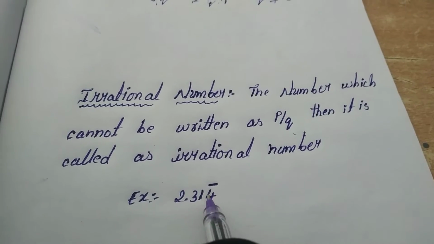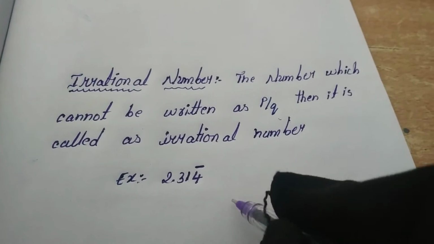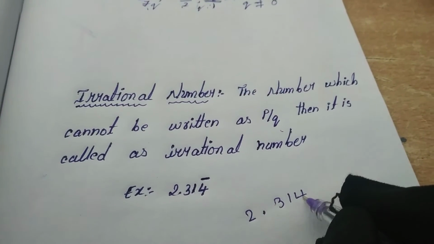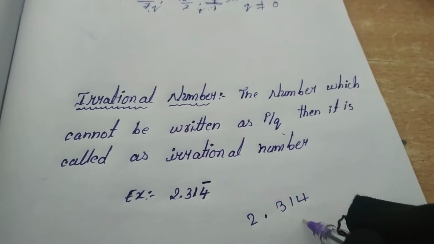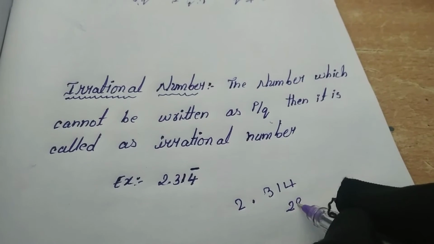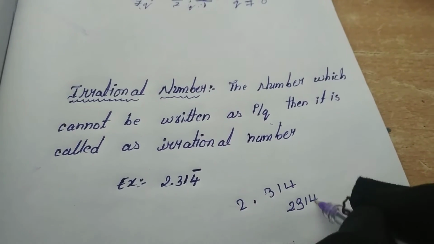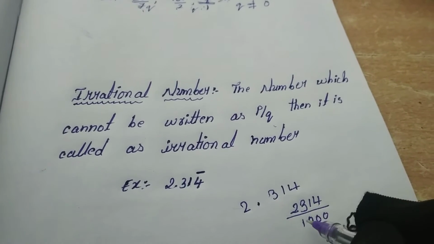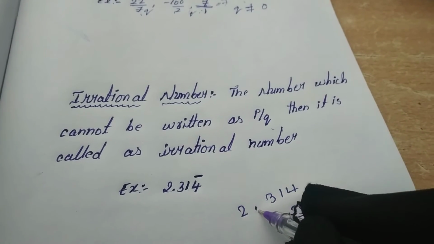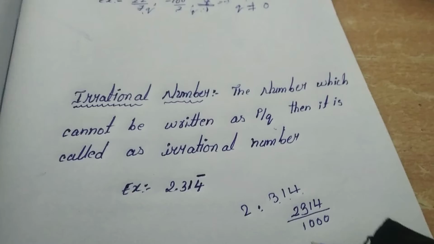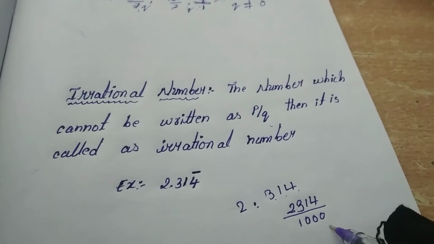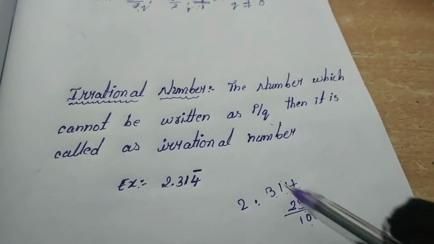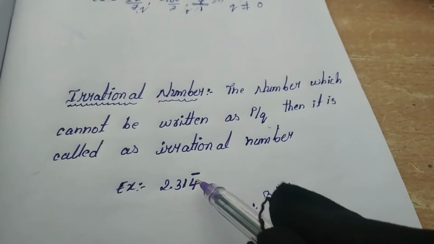2.314 bar means the last digit is repeated. If you have only 2.314, we can write it as 2314 divided by 1000, that is, in p by q form. Here after the decimal we have 3 digits, that's why we divide by 1000. If you don't have the bar, we can write it in p by q form. What about this one? It has the bar.